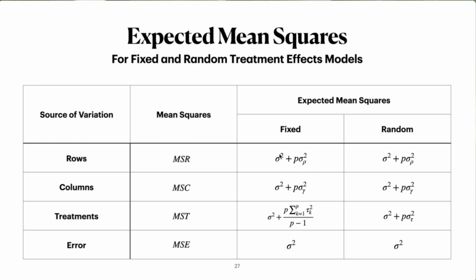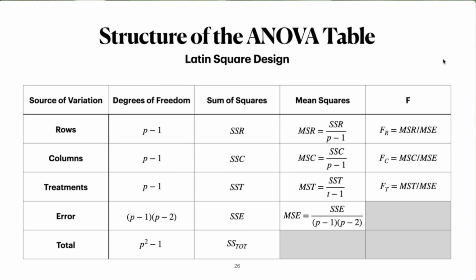So that's why we divide the MSR by the MSE to get that F statistic. And the same reasoning applies to why we divide the MSC by the MSE, to get the test statistic for evaluating the effects of columns. And so that's where we get those.